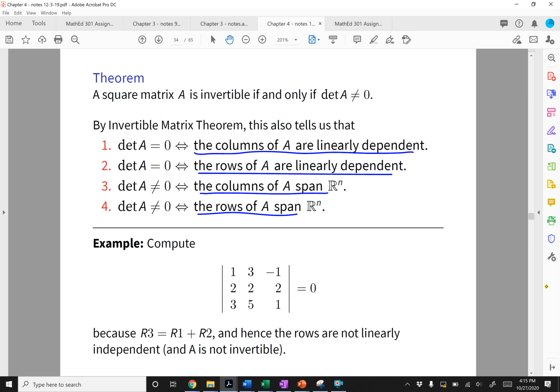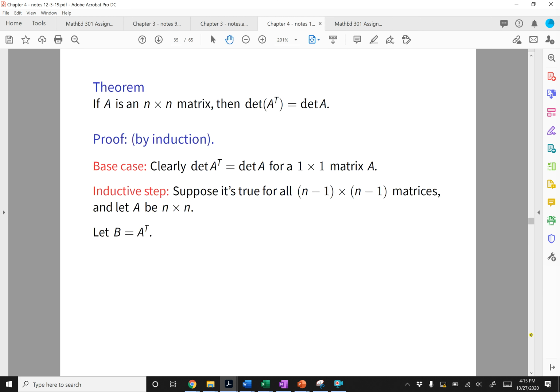So compute this. Well, it says it's 0. Why is it 0? Well, by inspection, if you add the first two rows, you get the third row. So it's not an invertible matrix, so the determinant is 0.